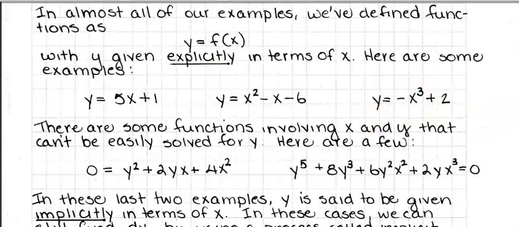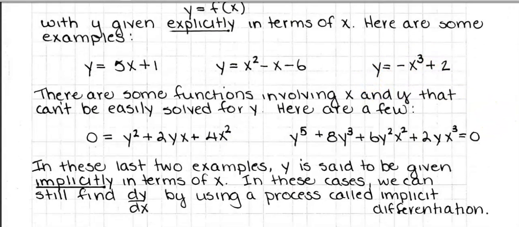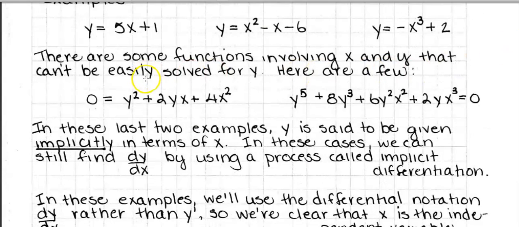There are some relationships or functions that involve x and y that are not easily solved for y. For example, if you look at these here, you can see it would not be very easy to separate out the y's in terms of x. In these last examples, we're going to say that y is a function of x, and we're going to treat it like a black box.